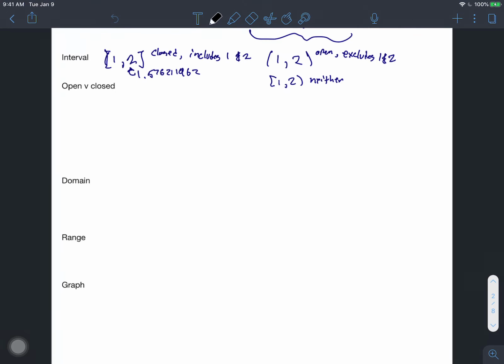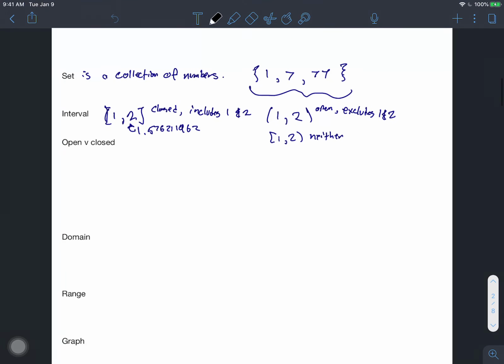Okay, so we left off talking about sets, and I believe we started talking about how they're essentially a collection of numbers, and we talked about what an interval is. An interval is a set of numbers, and it contains every number between those two endpoints. Depending on whether we have a square bracket or a circular bracket, it's going to be either closed or, respectively, open, which means we either include or, respectively, exclude the endpoints from our set. Okay, so that was open and closed.